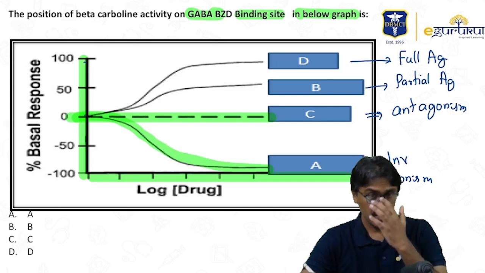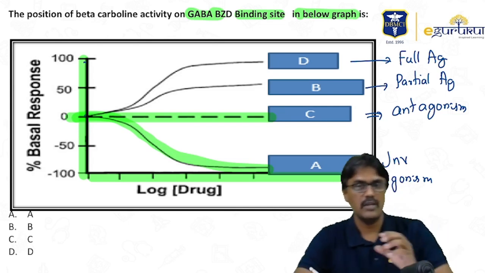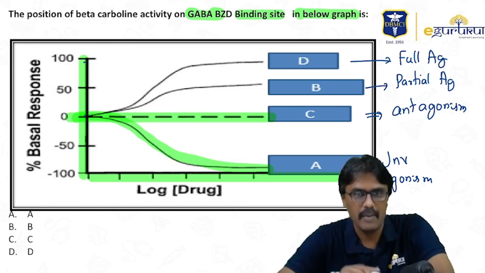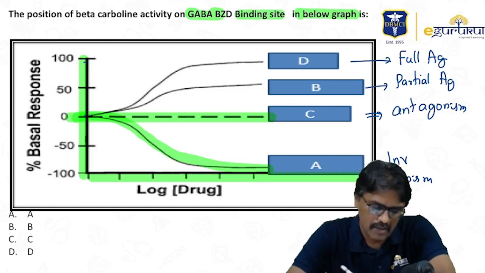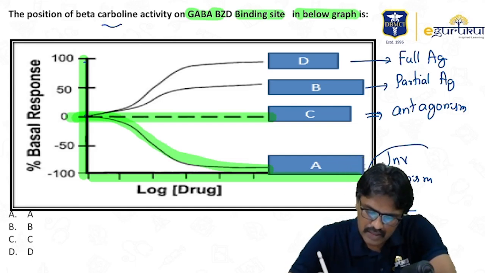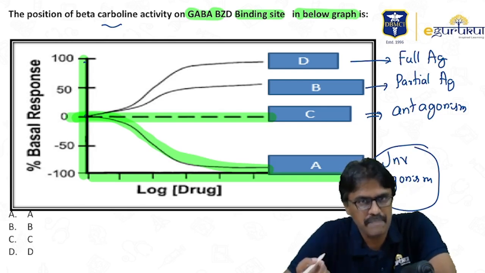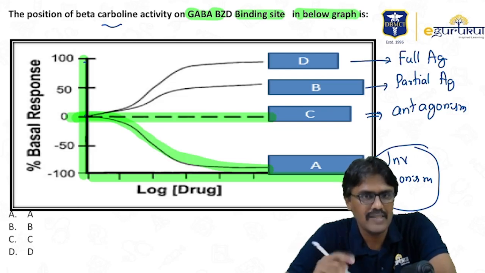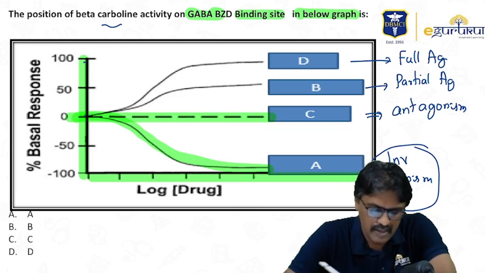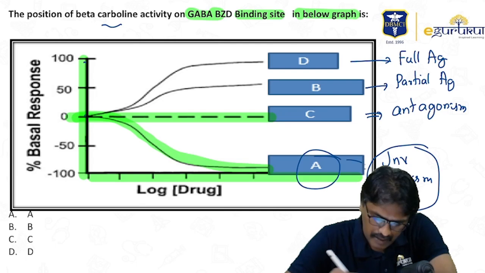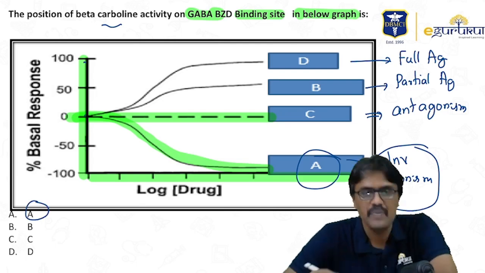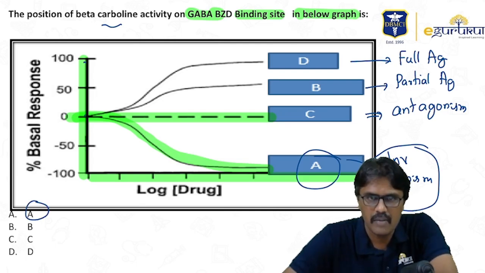Now, what is beta carboline? Beta carboline binds to the benzodiazepine site of GABA, and it is an inverse agonist. So, the action of beta carboline is inverse agonism, that is opposite of benzodiazepine, that is it will cause excitement. So, what is the position of that? It is at site A. So, here is the point where the drug beta carboline belongs.